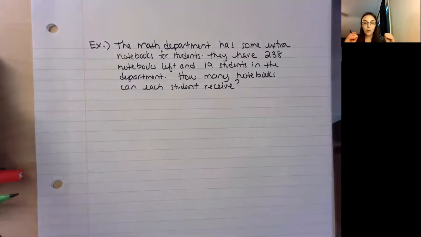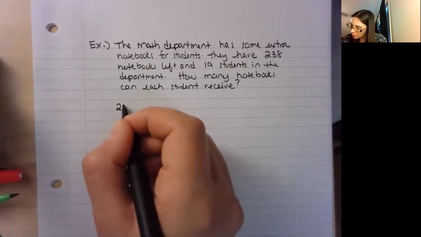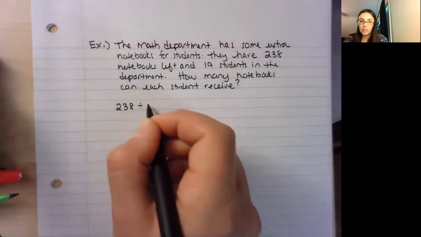distribute it equally among our students. Now, I know the word equally is not there, but it is implied, right? We don't want to give one student 5 notebooks and the other one 50 notebooks. That's not fair. So if we're trying to break something down into groups here, it's typically done equally. So we're looking at a division problem. So we're taking the 238 notebooks and we're dividing it by our 19 students.